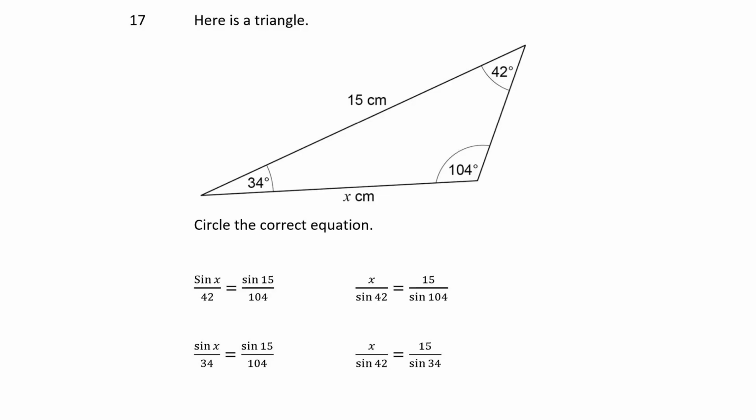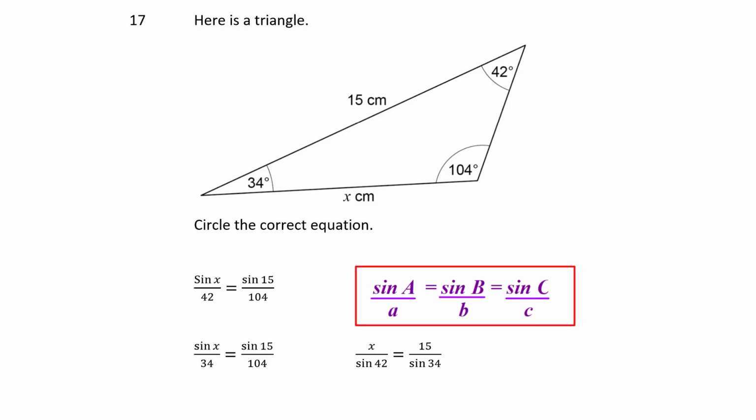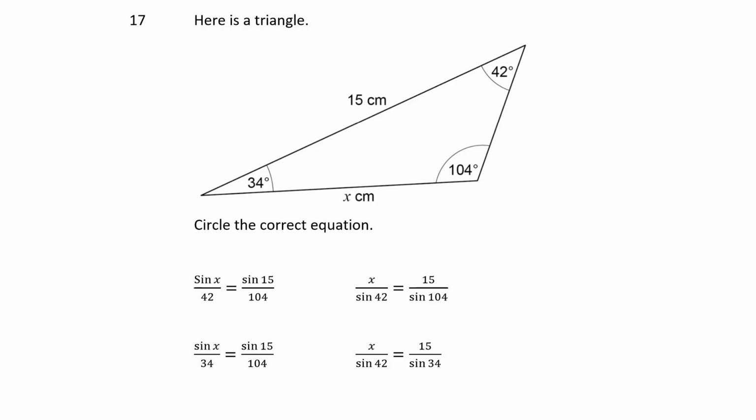It's not drawn accurately, and we're asked to circle the correct equation. So these are all kind of formulations of the sine rule, aren't they? So what does the sine rule say? The sine rule says sine A over A equals sine B over B is equal to sine C over C, or the other way up, that A over sine A equals B over sine B, which equals C over sine C. Now we are wanting to find x here, aren't we?